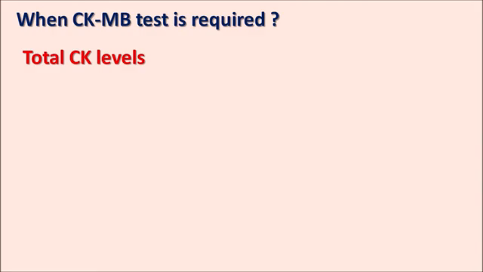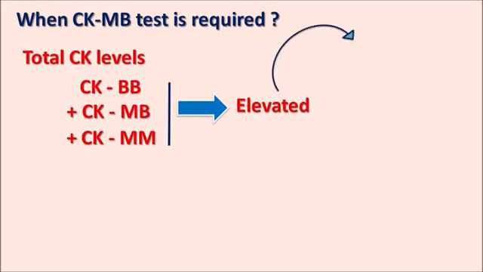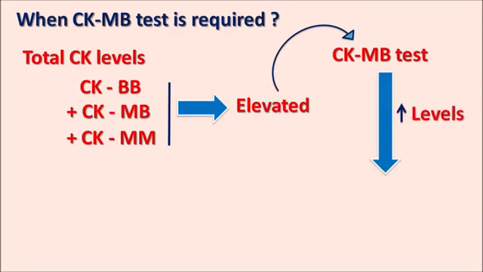So total CK includes the three types of isoforms such as CK-BB plus CK-MB plus CK-MM. So when their levels are elevated, it may indicate either cardiac or skeletal muscle damage. In such conditions, the CK-MB test is done in order to assess the cardiac damage. So when the CK-MB levels are elevated, it indicates cardiac damage in the patients.